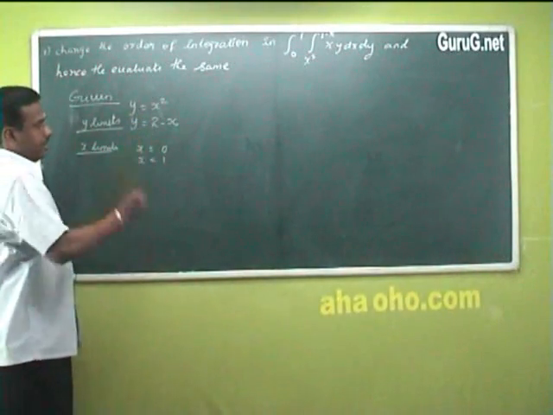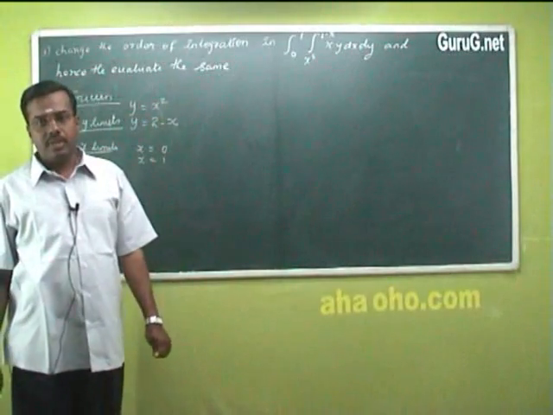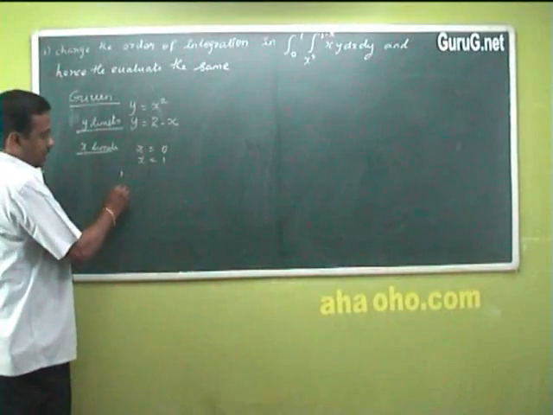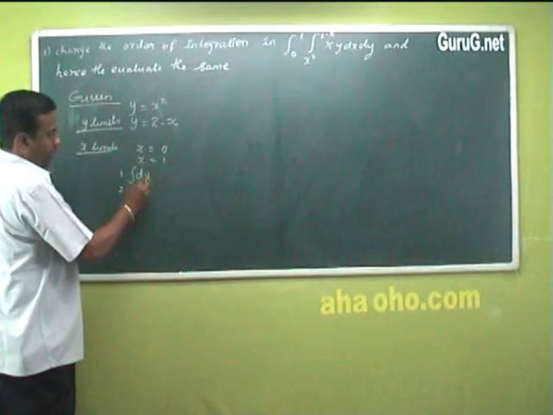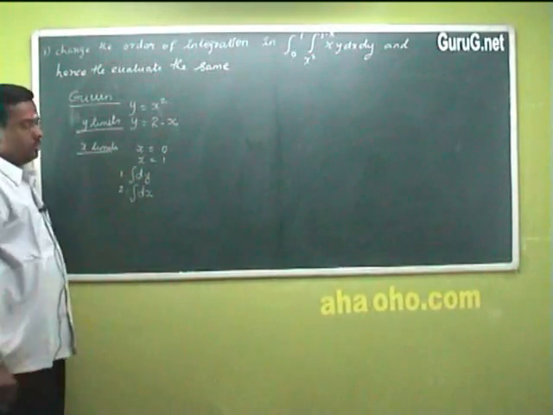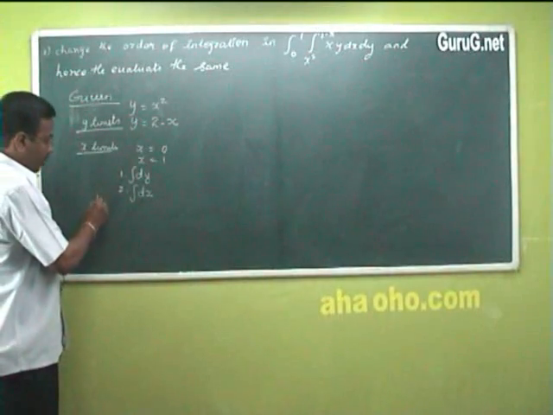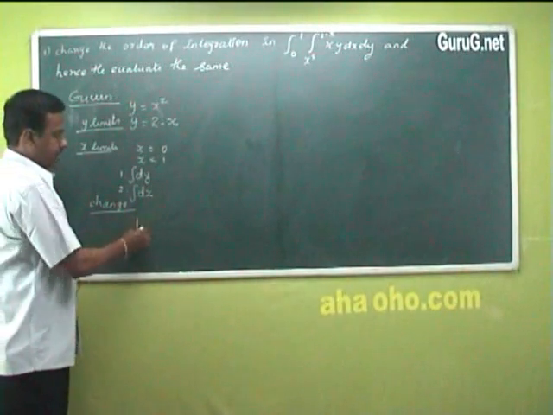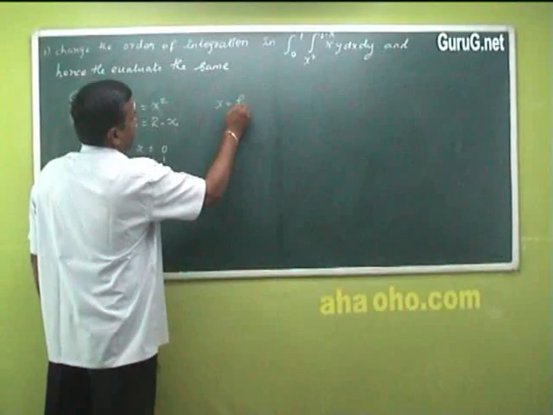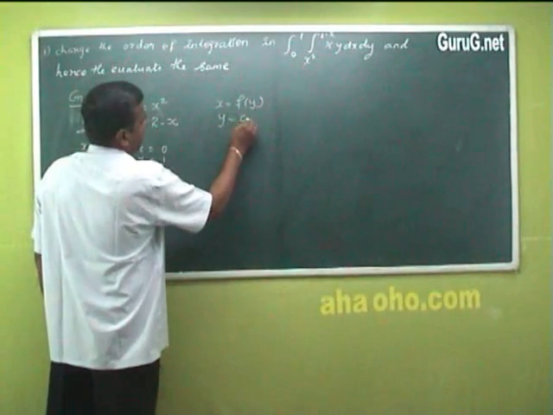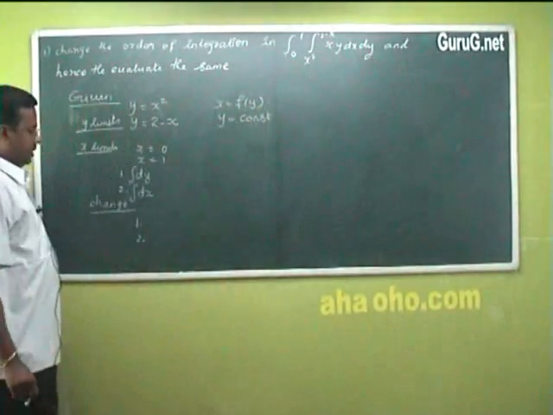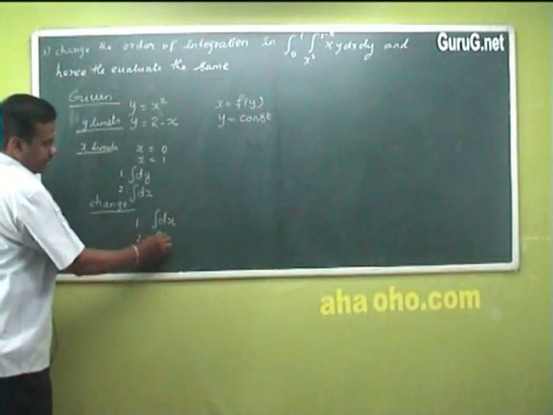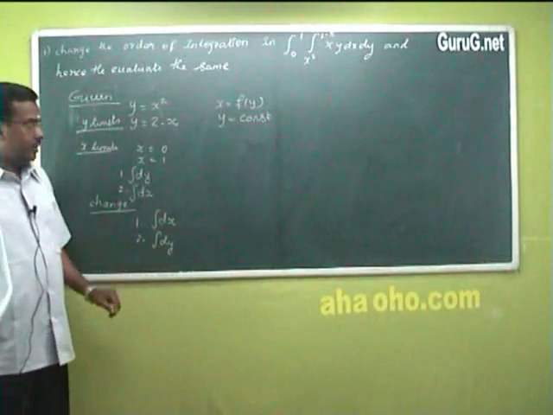By using the limits, let us find the order of integration. Since the x limits are given in terms of constants, first you have to integrate with respect to y, second you have to integrate with respect to x. Now I am going to change the order of integration. For changing the order of integration, we have to express the x limits in terms of y and y limits in terms of constants. Therefore, after changing the order of integration, first we are going to integrate with respect to x, second we are going to integrate with respect to y.